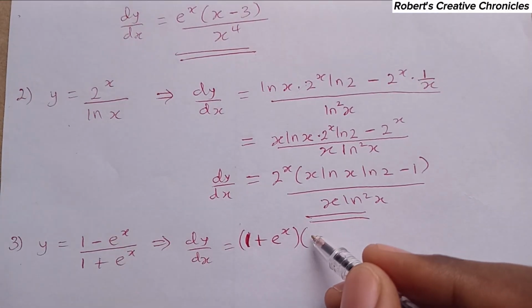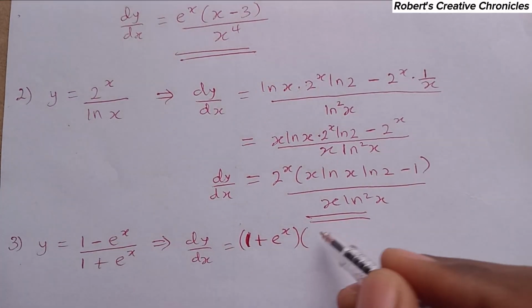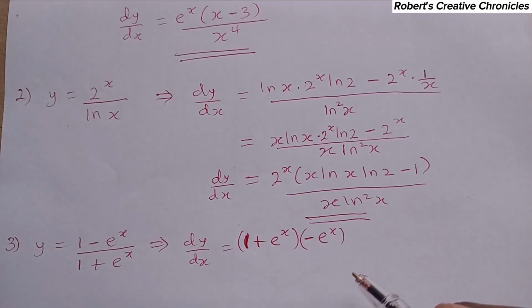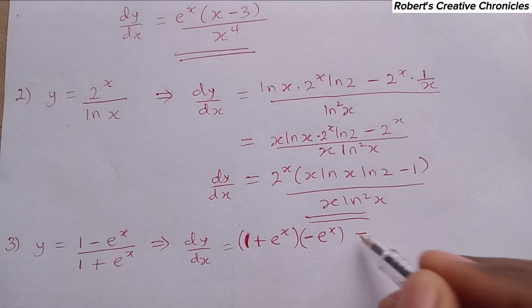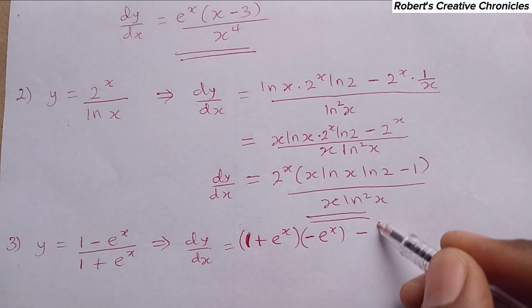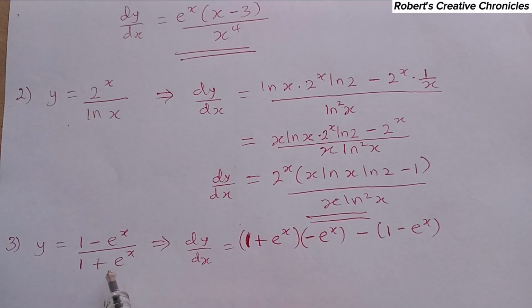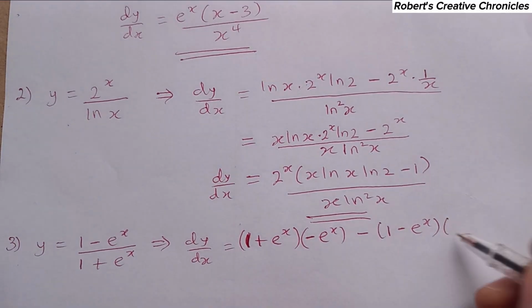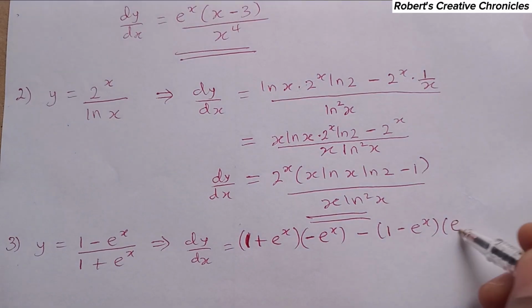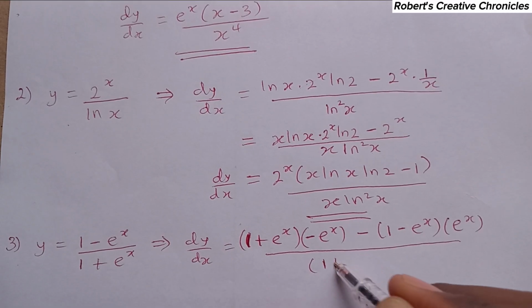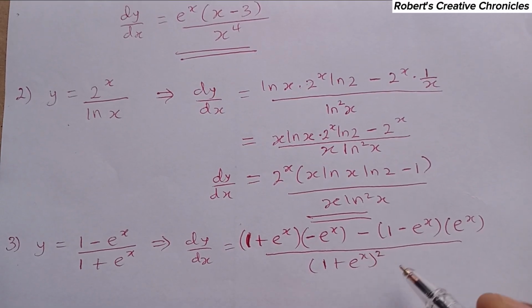The derivative of 1 is 0. The derivative of negative exponential x is negative exponential x. Then minus u, which is 1 minus exponential x, times the derivative of v, that's 0 plus exponential x, over v squared, that's (1 plus exponential x) squared.